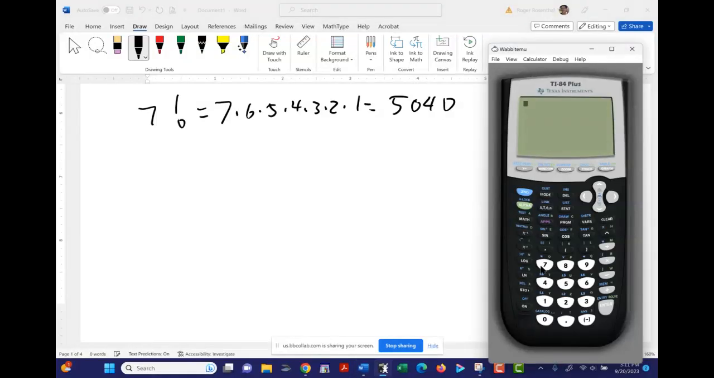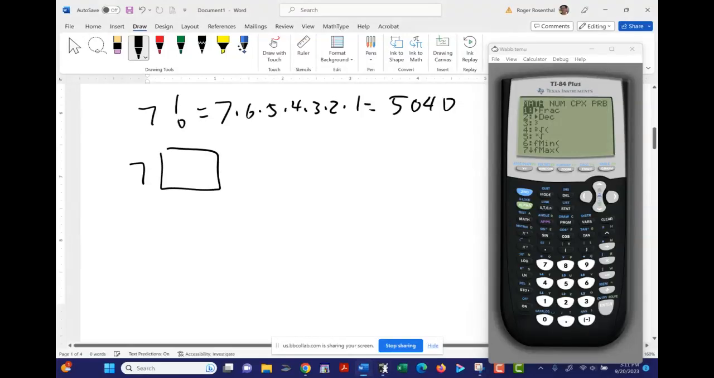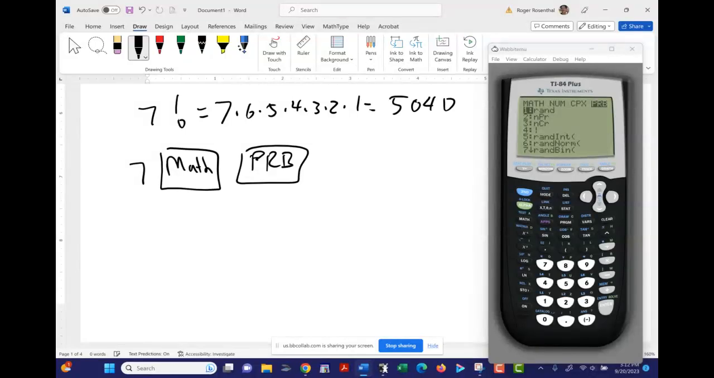So on your calculator, you're first going to click on 7. After that, you would go to the little button that says Math. So then we do Math. After you go to Math, if you look at the top of the Math screen, there's a PRB. So I'm going to go across to PRB. So the next thing is to choose the PRB option. PRB, by the way, stands for probability. You don't really need to know that, but that's what it stands for.